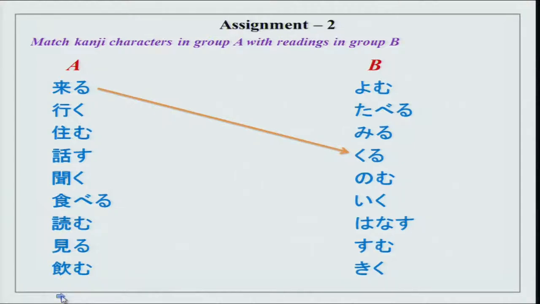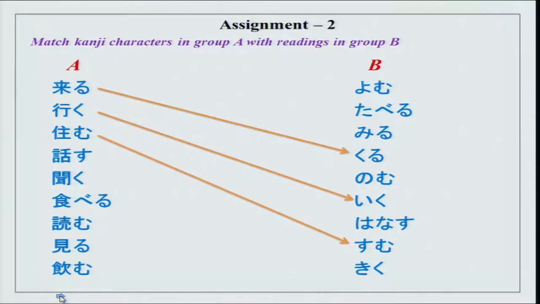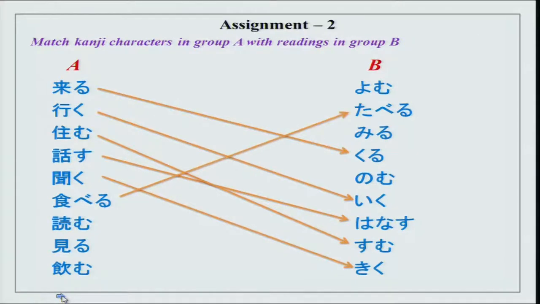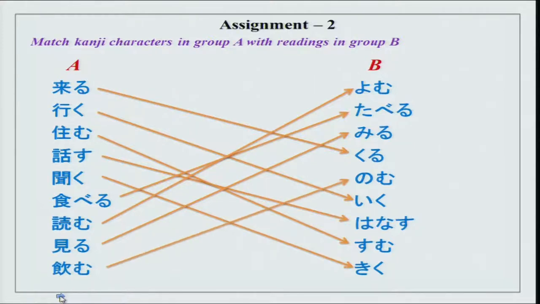Then the second one is iku, sumu, sumu is to live, hanasu is to talk, as you already know, kiku, taberu, yomu, miru, nomu. So these are your verbs in hiragana over here.